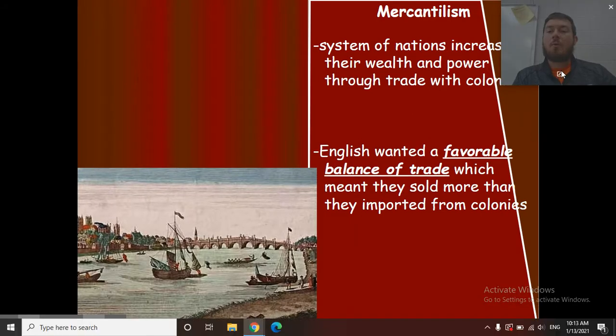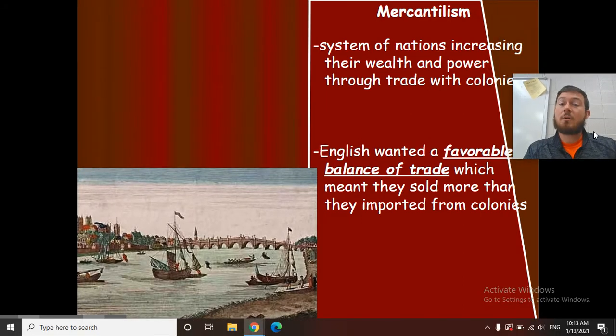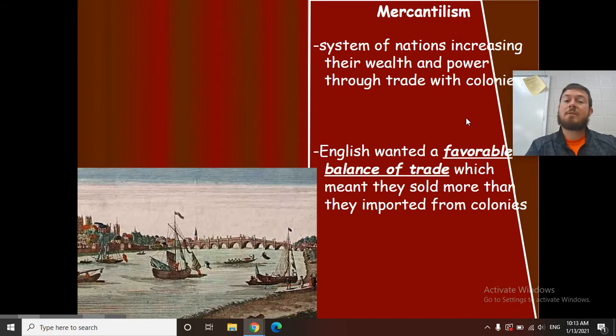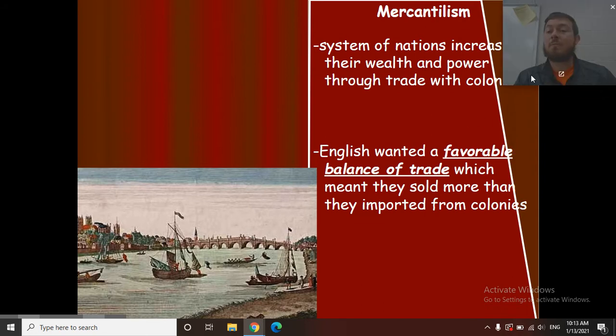So the whole idea of colonies is based off of mercantilism, which means a system of nations increasing their wealth and power through trade with colonies. Basically, the colonies would provide the raw goods, and the mother nation would take those raw goods and convert them into a product and make money off of it. England wanted a favorable balance of trade. Basically, they wanted to get something for cheap so they could make a lot of profit off of it.